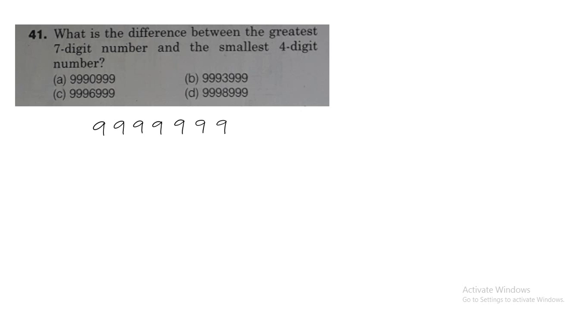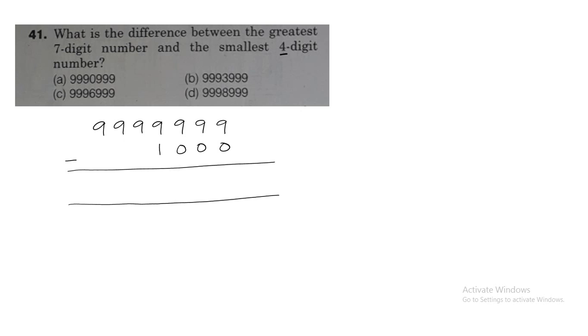Next, moving on to the smallest 4-digit number. The smallest 4-digit number is 1 followed by 1 less number of zeros. Since he is asking for a 4-digit number, we will write 1 followed by 3 zeros. This is my smallest 4-digit number. Now what is he asking? What is the difference between them? Difference is nothing but subtraction, so we need to do subtraction here.